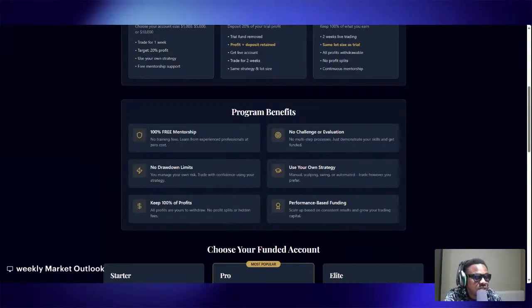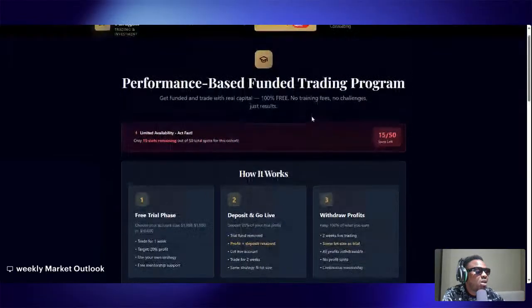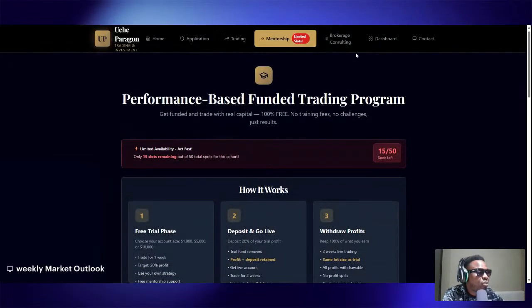Then you can use your own strategy. I've said that before. You can also take your profit up to 100%. Nobody is going to take your profit for you. Then of course you can scale up from there. So this is a bit different. A lot of our traders are using prop firms. They know the difference between this funded program and the prop firm. With a prop firm you have to trade according to their rules and regulations.